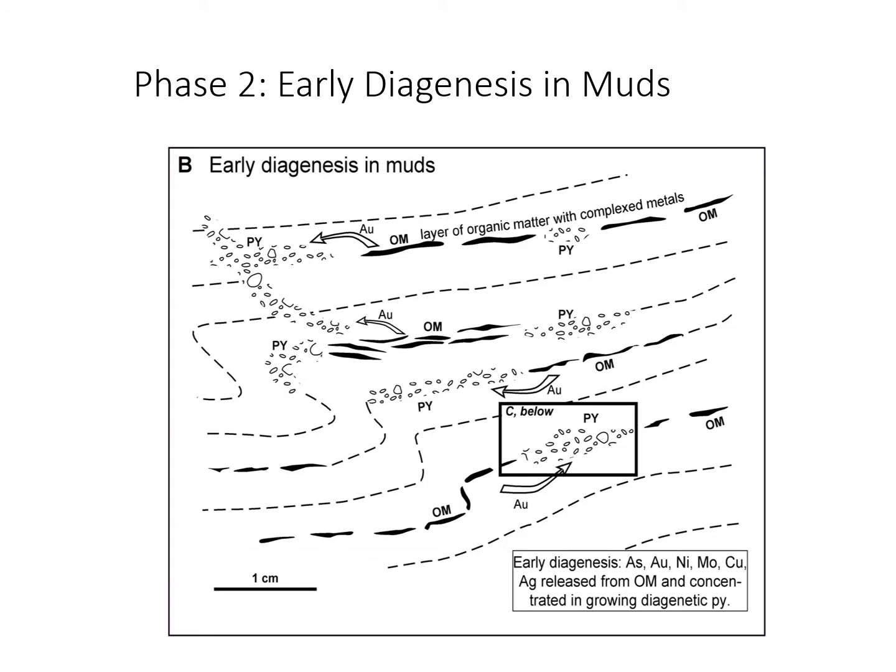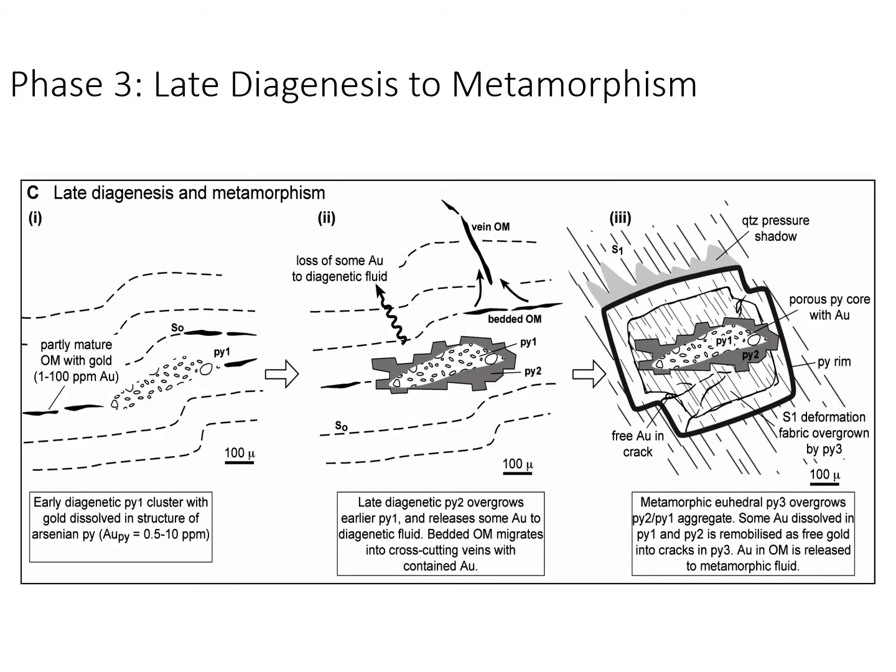during early diagenesis, the gold and other trace elements go from the organic matter or clays and are incorporated into pyrite as diagenetic pyrite forms. So it goes from the organic matter and into the pyrite. And then during late diagenesis, the pyrite is recrystallized or converted to pyrrhotite. That releases the gold and other trace elements into metamorphic fluids, where they travel to favorable structural sites to form the gold deposit.